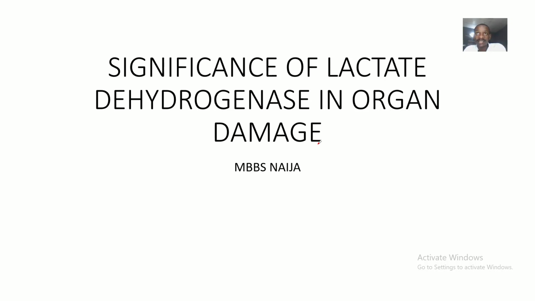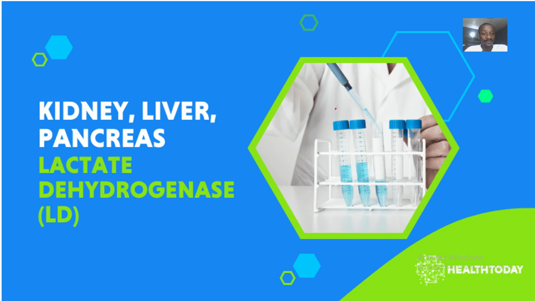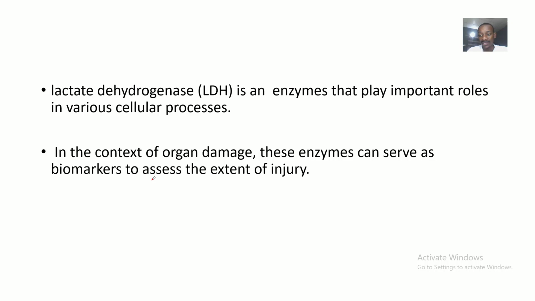So in this lecture, we'll be looking at the organs that lactate dehydrogenase is associated with. Okay, so significance of lactate dehydrogenase in organ damage. All right, you can see this enzyme can be found in the kidney, in the liver, in the pancreas. Okay, so we said that lactate dehydrogenase is an enzyme that plays important roles in various cellular processes.